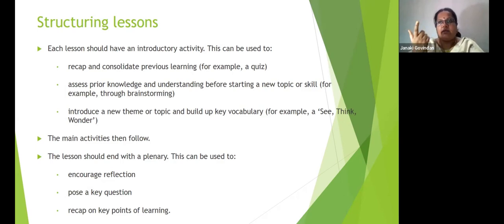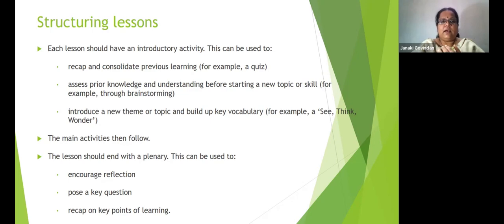This is wondering. With respect to The Road Not Taken, I can show them a picture of, say, a forest with two roads diverging. I can ask them to see the picture, to think about the picture, and then wonder what this picture could actually mean. What is the teacher trying to do? This can be an introductory activity that you can do in your classroom before you start the poem or the lesson. Then the main activities of teaching and learning, reading and listening start.